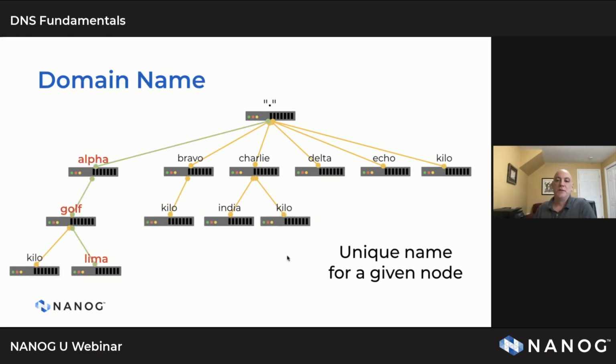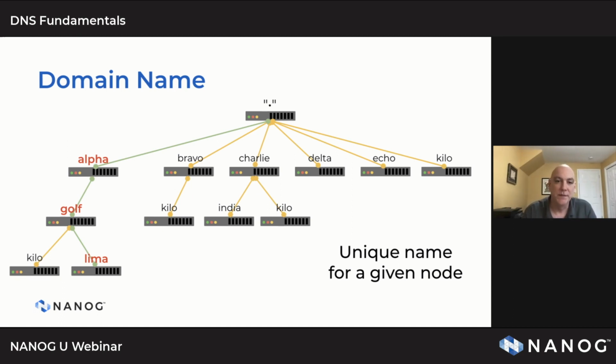So a domain name, you often hear us speak of domains and domain names. In this case, these are unique for a given node. Again, in this part, focus on the dots. So here I'm highlighting alpha. So you can say things like, this is the alpha domain. You can say golf lives in alpha. So you could say golf is an alpha domain, just like you would say something like ESPN is a com domain, right?